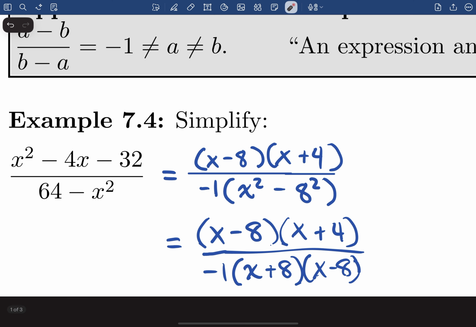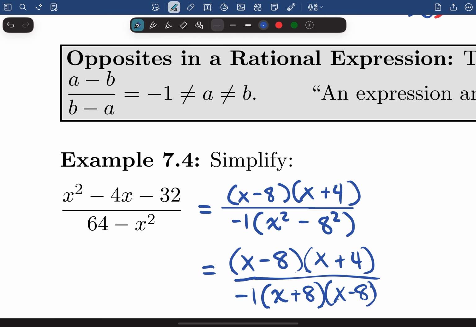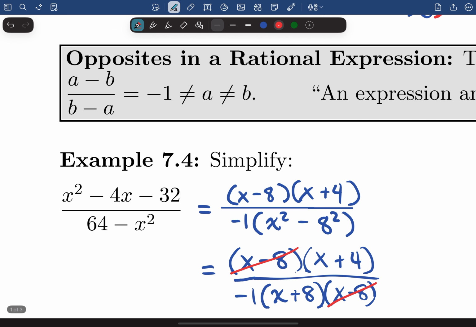Well, what's so nice about all of this stuff that I just did? Well, what's so nice is now that I have fully factored, I see that there's a factor x minus 8 on top and bottom, and so those end up canceling each other. Okay? So those were the only factors in the top and bottom that were in common. Now, if I look back at the original problem, some of you might have been tempted to go like this: x squared kills x squared.